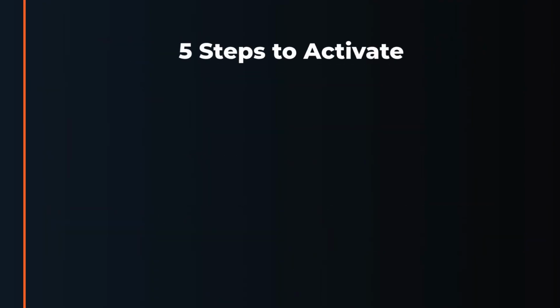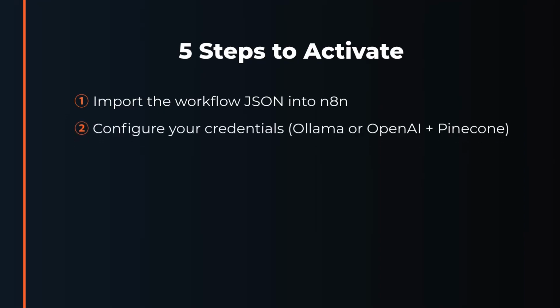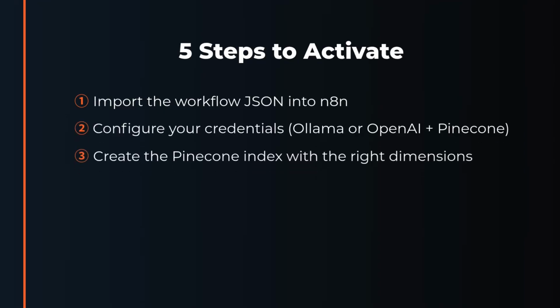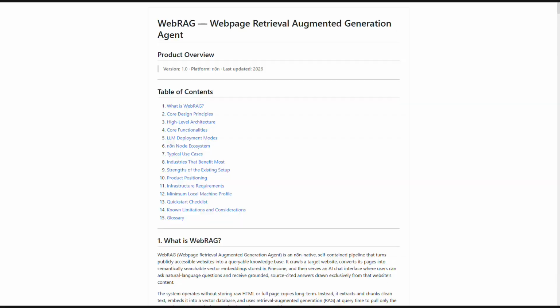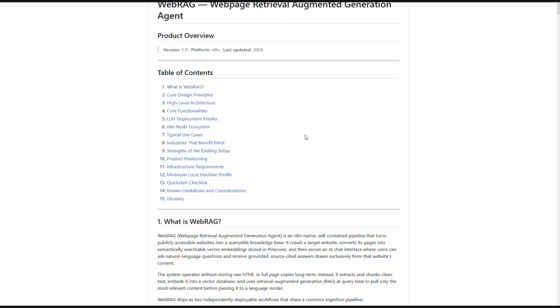The setup: import the workflow JSON into n8n, configure your credentials, create the Pinecone index with the right dimensions, 1024 for local, 1536 for cloud. Add your contact email to the HTTP headers so you are a responsible crawler, and activate. There is a full quick start checklist in the documentation.